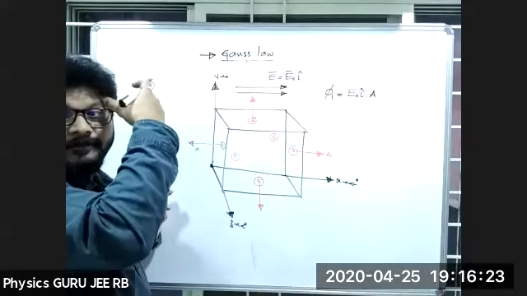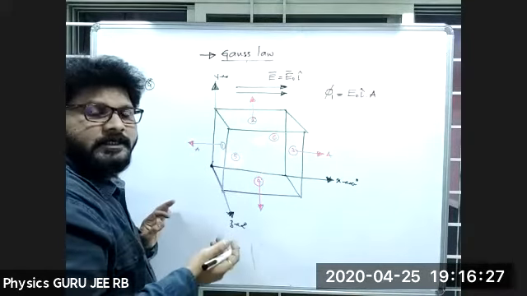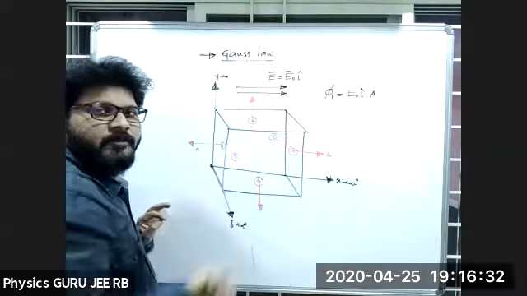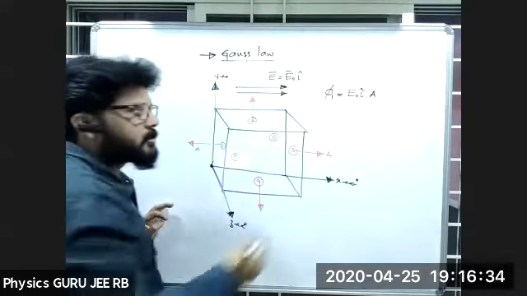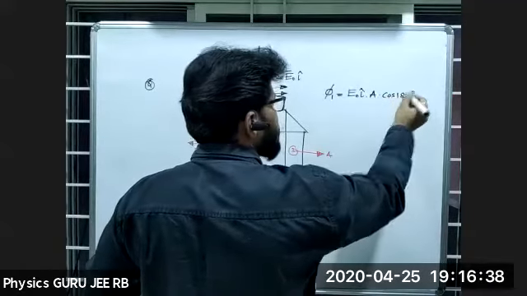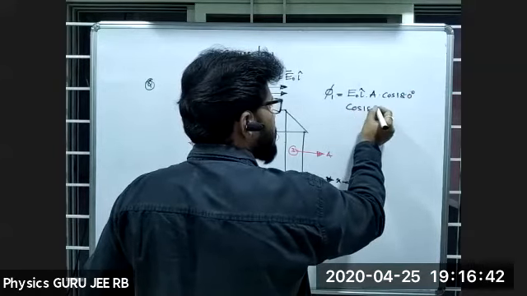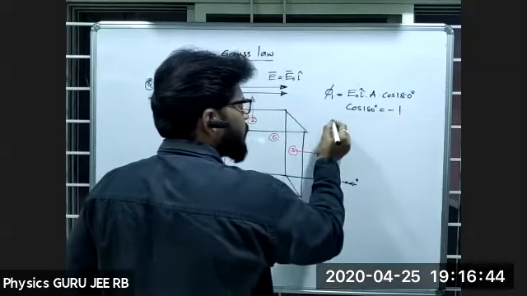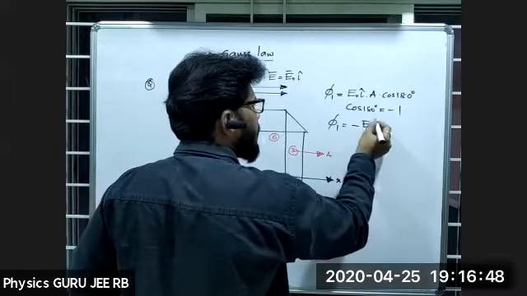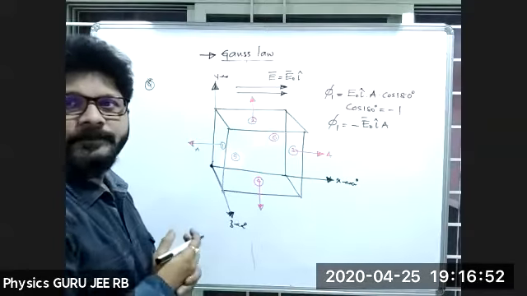Into area. So what is the direction for this one? The direction is 180 degrees. See, both are opposite in direction, so that is what we have to take: 180 degrees. So cos 180 degrees, which is nothing but minus 1. So flux phi 1 is equal to minus E naught I cap into A. Phi 1 we got, right?